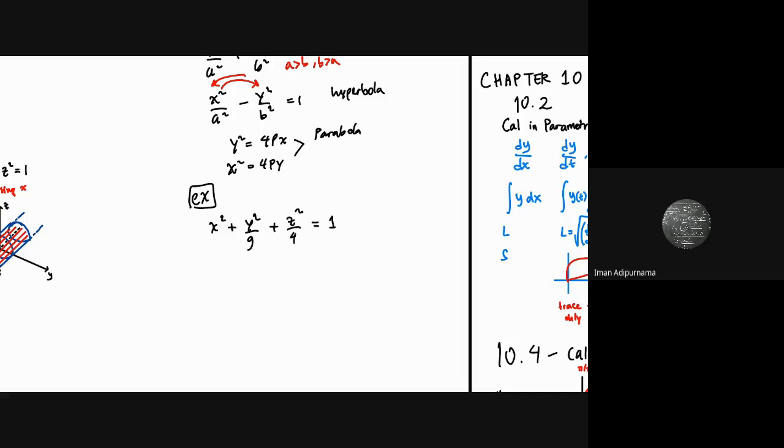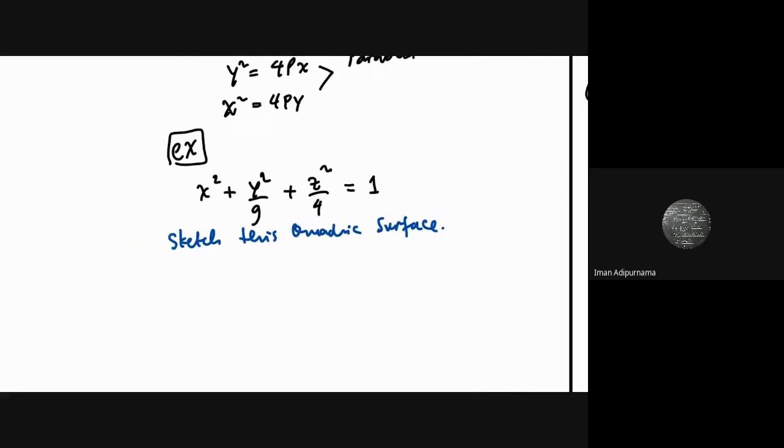Okay, that's the first one. So the question is to sketch this quadratic surface. If you have any idea how to sketch, you can try to sketch this. But let me explain a little bit. Here you have x squared plus y squared divided by 9 plus z squared divided by 4 equal 1.